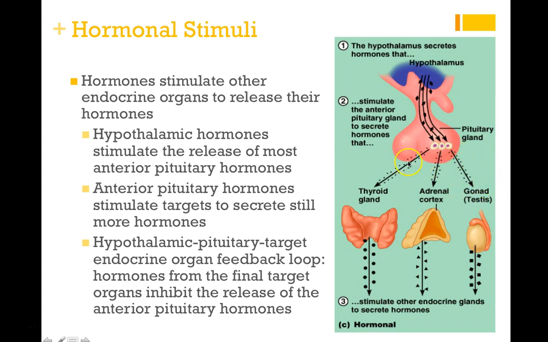So don't worry so much about what those hormones I mentioned are just yet. We will discuss them, but know that a hormone is traveling from the anterior pituitary gland to another endocrine organ, and that causes each of these endocrine organs to secrete a corresponding hormone. Okay.